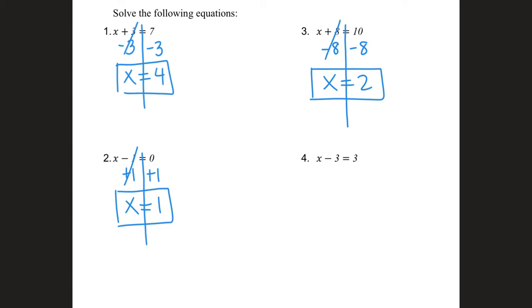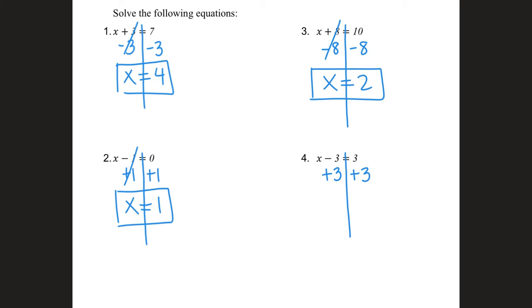Number 4, I'm going to start by drawing my line down my equals. And it says x minus 3. So to get rid of a minus 3, I'm going to do the opposite, which is adding 3. And if I do it to one side, I have to do it to the other side.